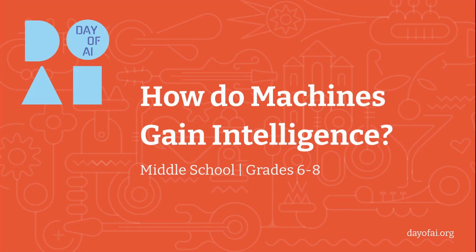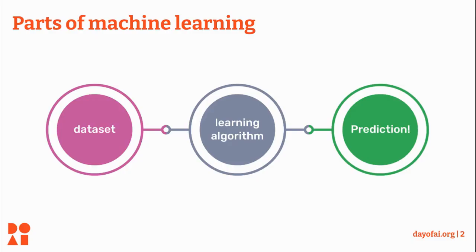How do machines gain intelligence? How do you think machines made of plastic and metal gain intelligence? The answer is humans program or write code to give them intelligence. There are three parts of machine learning: data set, learning algorithm, and prediction. We will talk about algorithms later, but let's start with data sets and predictions.